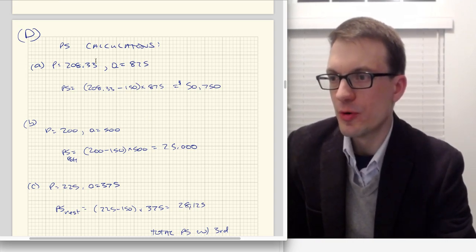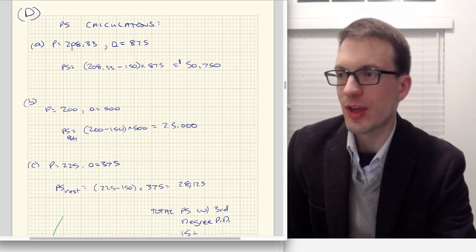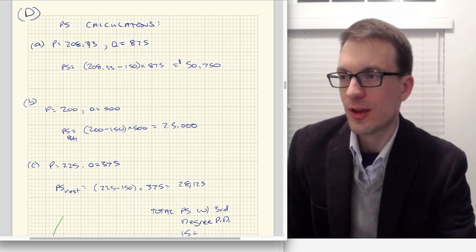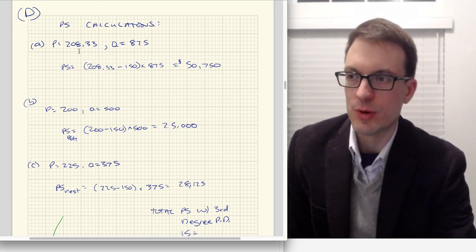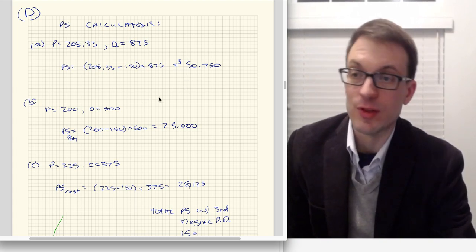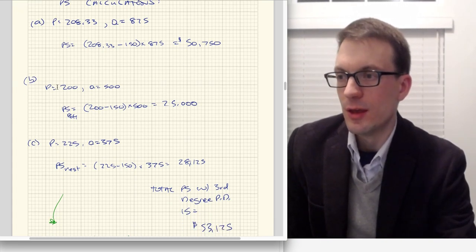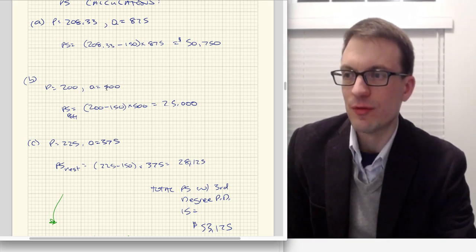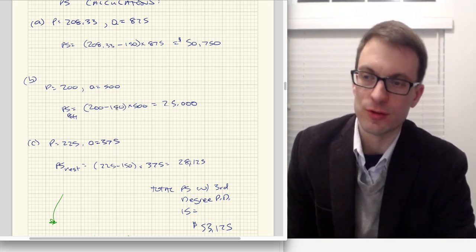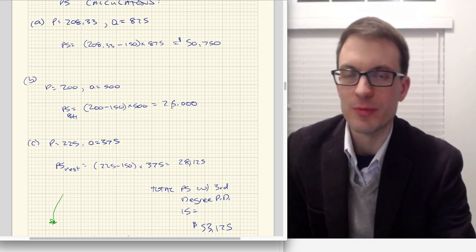Okay, so then we needed our producer surplus calculations. So the first case, for our single price where we sold 875 tickets at $208.33, producer surplus is going to be price minus marginal cost times quantity. So $50,750. In my Pittsburgh segment of the market, I was selling 500 tickets at $200 a piece. My producer surplus is going to be price minus marginal cost. So 200 minus 150 is 50 times 500 is my $25,000.